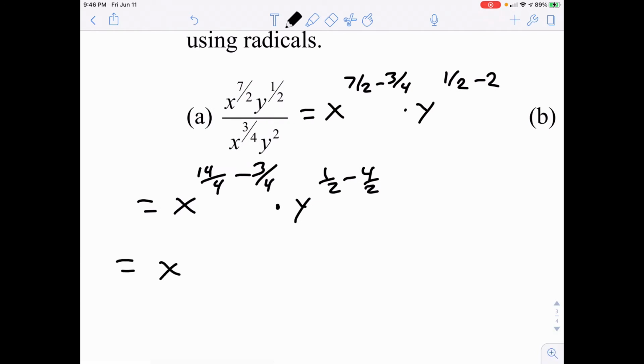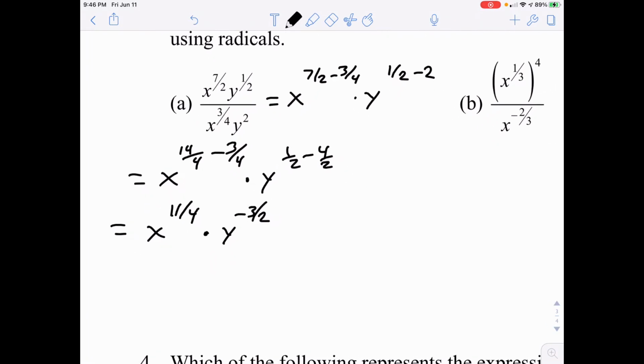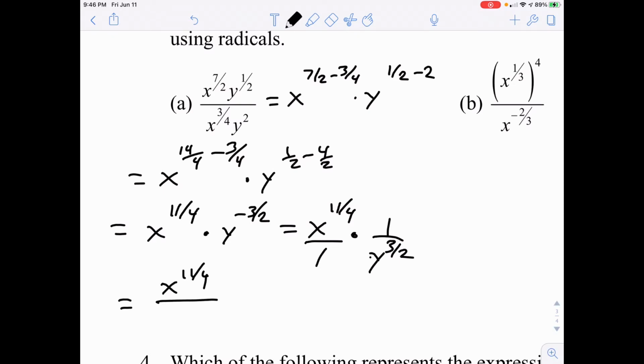Well, this is x to the 11/4 times y to the negative 3/2. Can't write with negative exponents, so I'm going to rewrite this as x to the 11/4 over 1 times 1 over y to the 3/2. This would be x to the 11/4 divided by y to the 3/2.